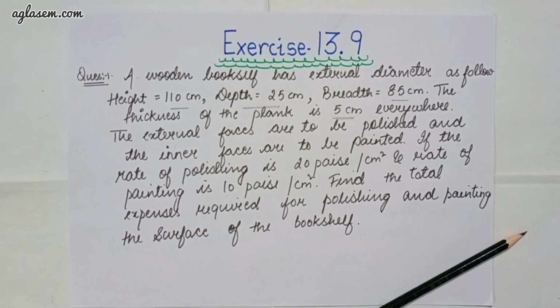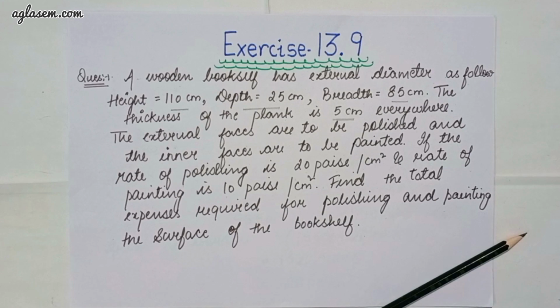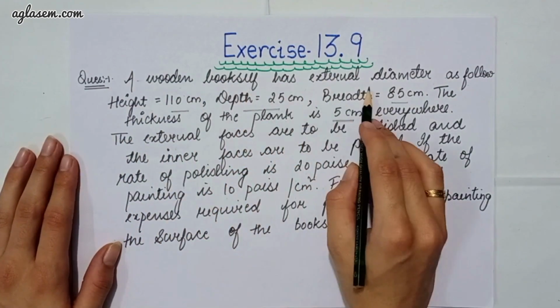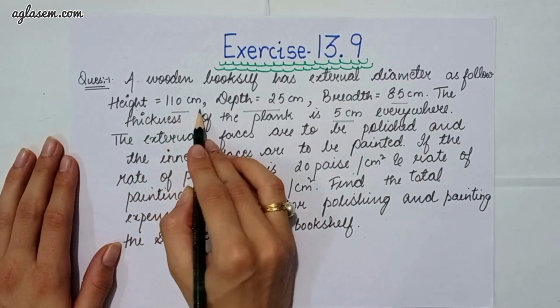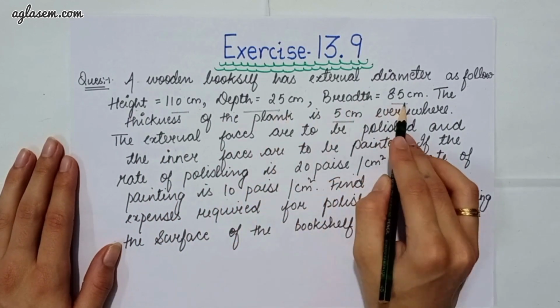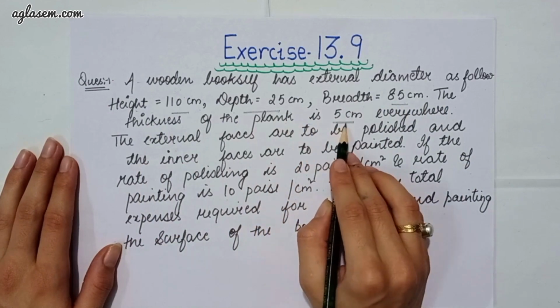Today we will be covering chapter 13, that is surface area and volumes. So starting with the ninth exercise, our first question says the wooden bookshelf has external dimensions as follows: the height is 110 centimeter, depth is 25 centimeter and breadth is 85 centimeter. The thickness of the plank is 5 centimeter everywhere.